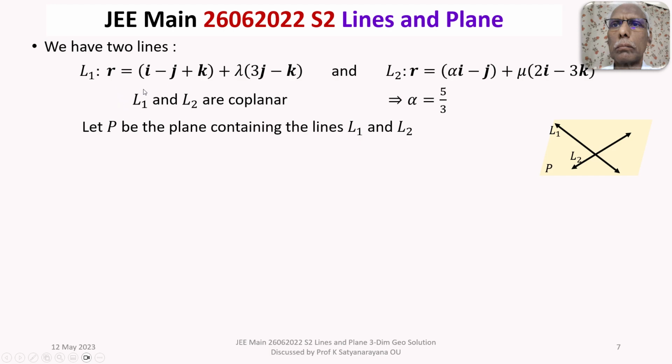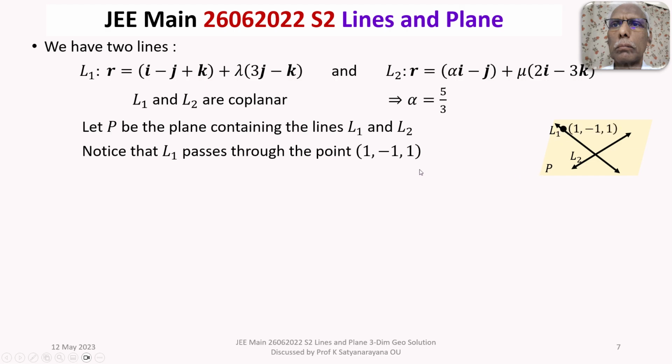And look at L1. L1 is passing through (1, -1, 1). So on L1 there is a point (1, -1, 1). Notice that L1 passes through the point (1, -1, 1). Look at that. So this is the point on L1. Agreed. Because P is the plane containing these two lines, and this point lies on L1, therefore the plane P passes through this point (1, -1, 1).